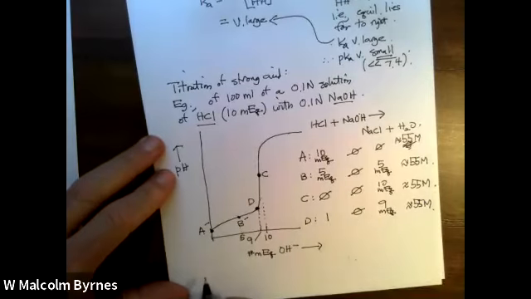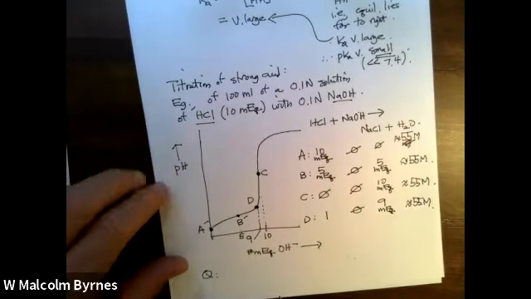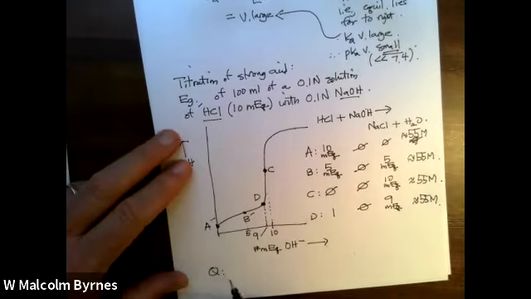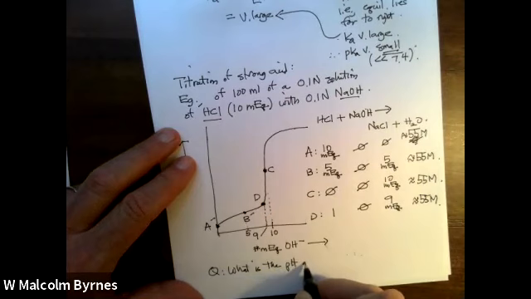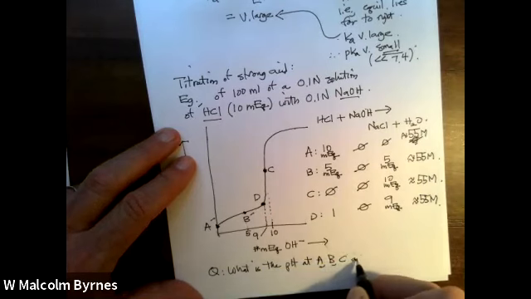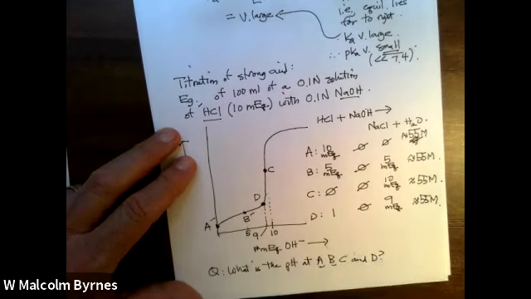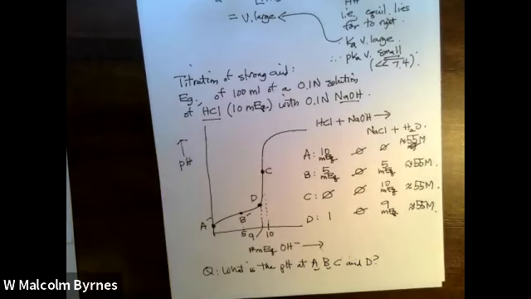So this is a little table, and using this table, we can ask some questions and do some calculations. So let's ask this question. What is the pH at points A, B, C, and D? So let's calculate that.